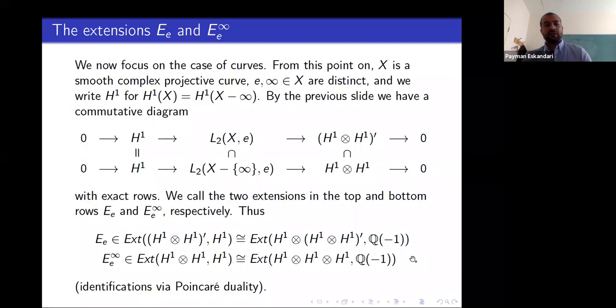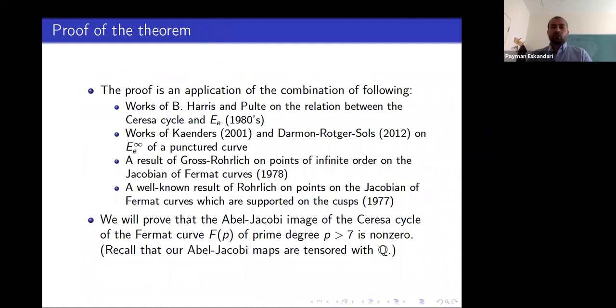Okay, so now we're ready to go and talk about the proof of the theorem. So the proof is an application of the combination of the following results. As I said, there are several results on the Hodge theory side, transcendental algebraic theoretic results, and then there's a couple of number theoretic results that appear here. The Hodge theoretic results are these two. Well, so works of Harris, these two items. So Bruno, Harris, and Pulte on the relation between the Ceresa cycle and the extension E sub E. We're going to talk about this in detail in a few minutes. So these are results from the 80s.